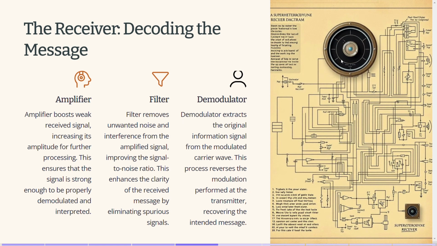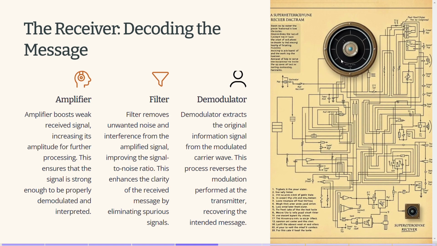Next, move to the receiver. Amplifier. Amplifier boosts the weak received signal, increasing its amplitude for further processing. This ensures that the signal is strong enough to be properly demodulated and interpreted. Filter removes unwanted noise and interference from the amplified signal, improving the signal to noise ratio. This enhances the clarity of the received message by eliminating spurious signals.